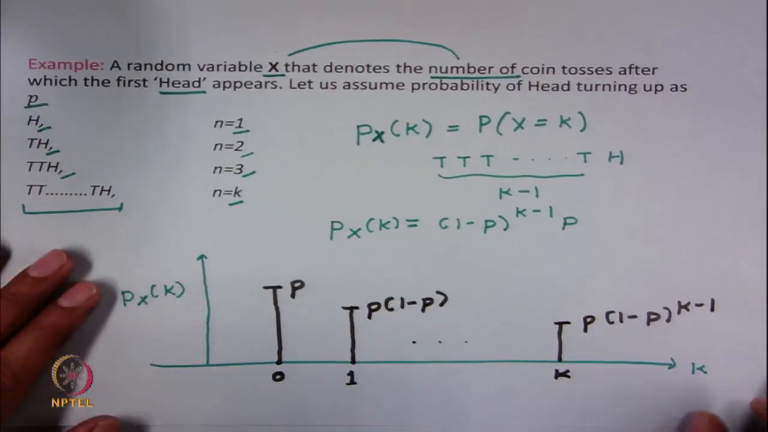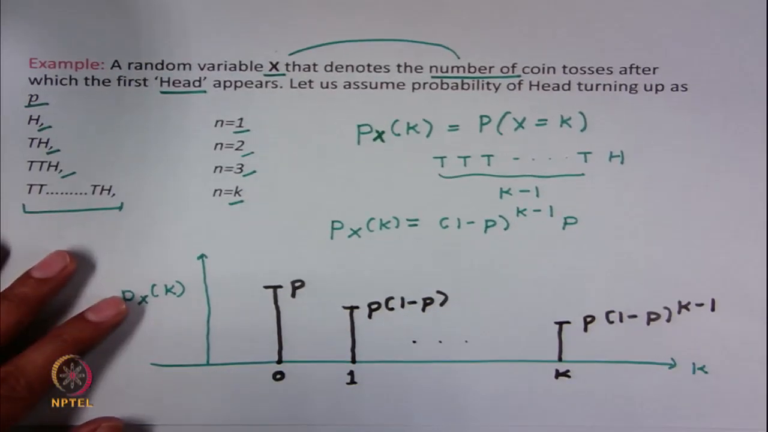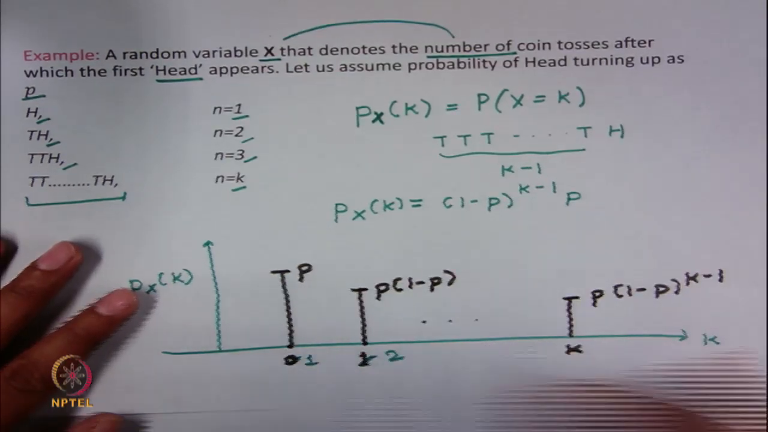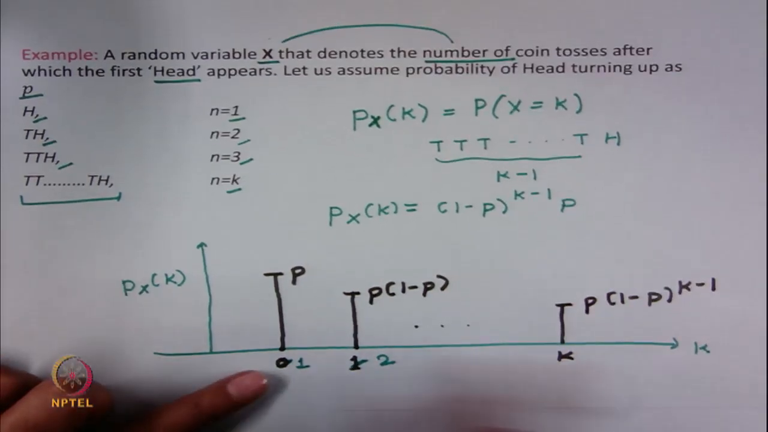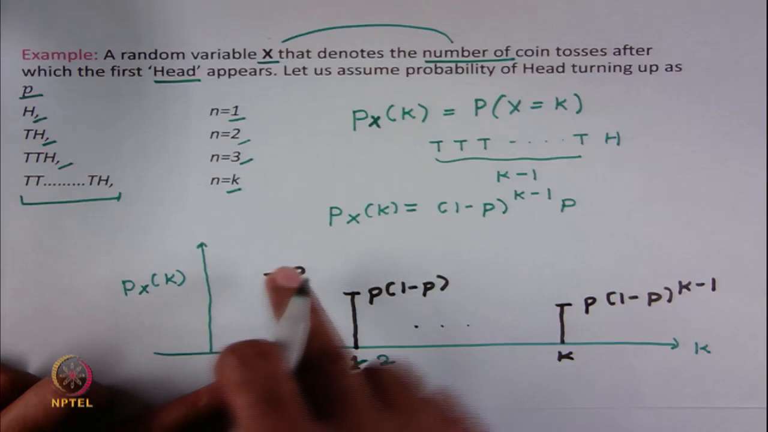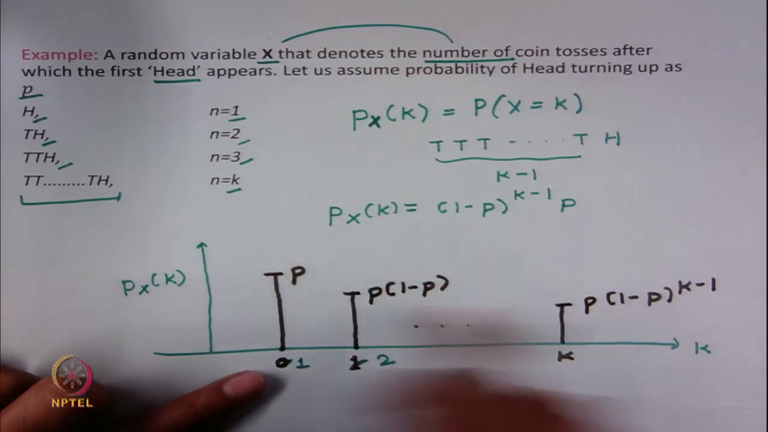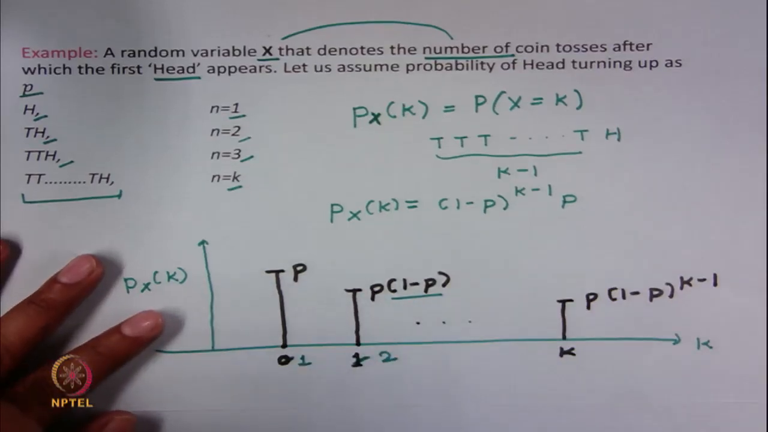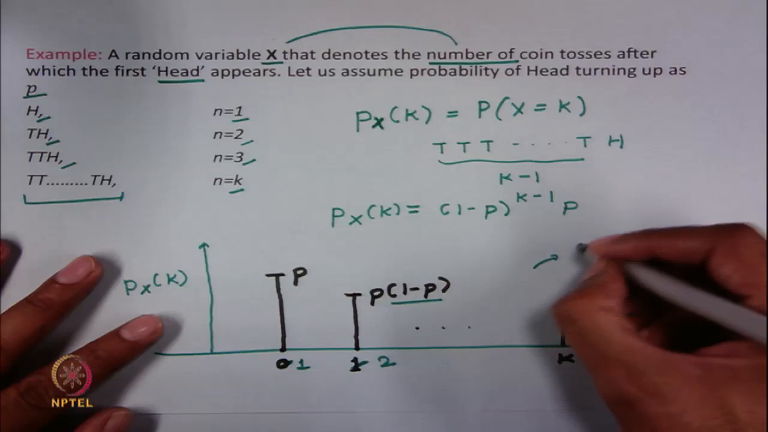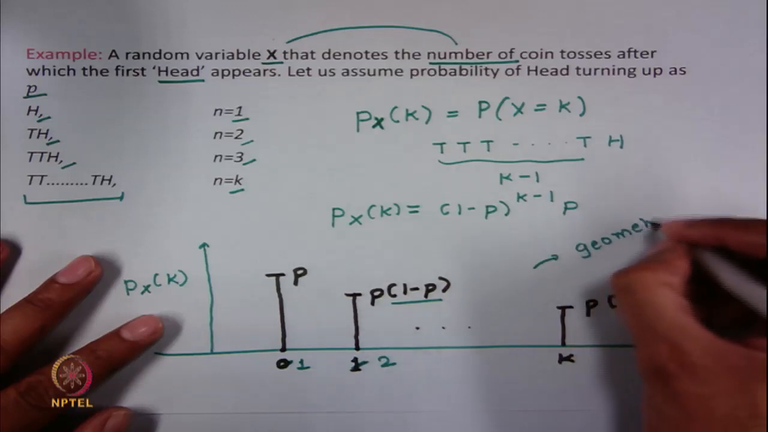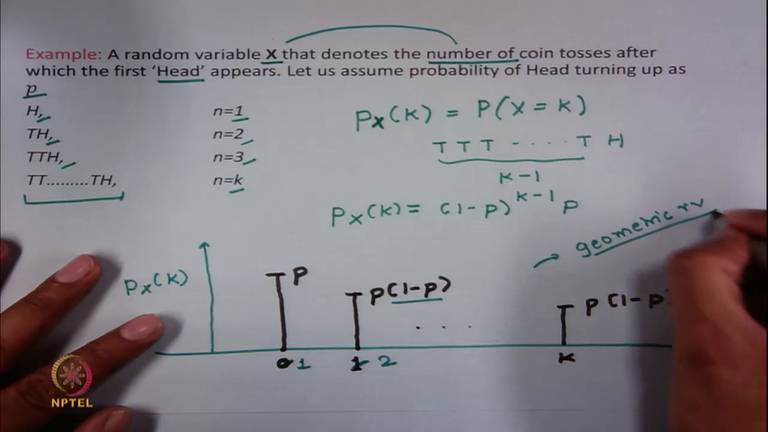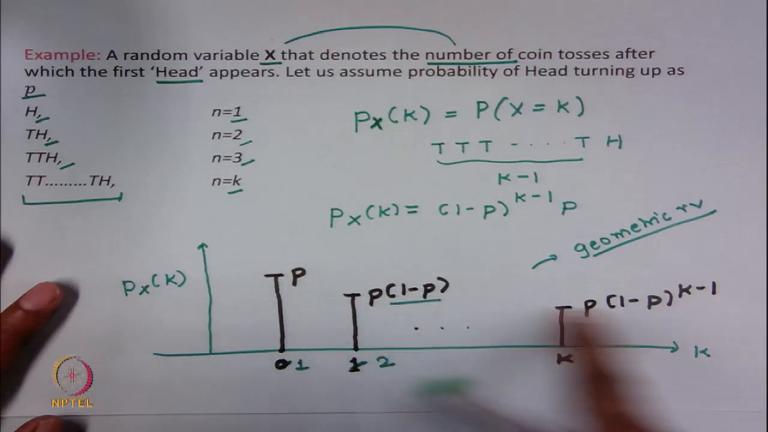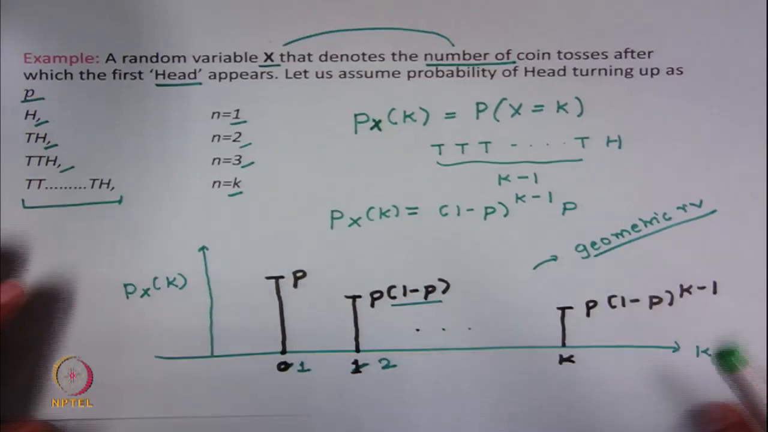So, there is a slight mistake, this has to be 1 and this has to be 2. All right. So, now what you see here is that the height of the bars decreases geometrically. They decrease with this factor of 1 minus p, and hence this is known as a geometric random variable. Okay. So, what is a geometric random variable?